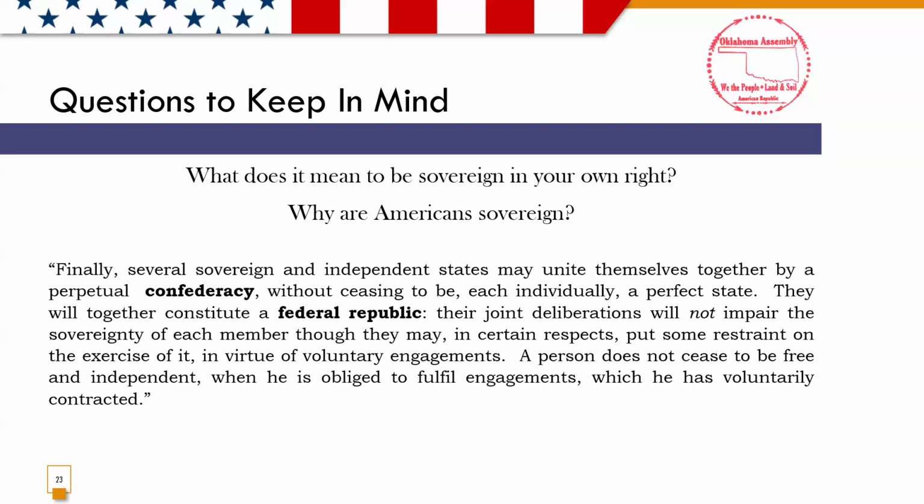Finally, several sovereign and independent states may unite themselves together by a perpetual confederacy without ceasing to be each individually a perfect state. They will together constitute a federal republic. Their joint deliberations will not impair the sovereignty of each member, though they may, in certain respects, put some restraint on the exercise of it in virtue of voluntary engagements. A person does not cease to be free and independent when he is obliged to fulfill engagements which he has voluntarily contracted.